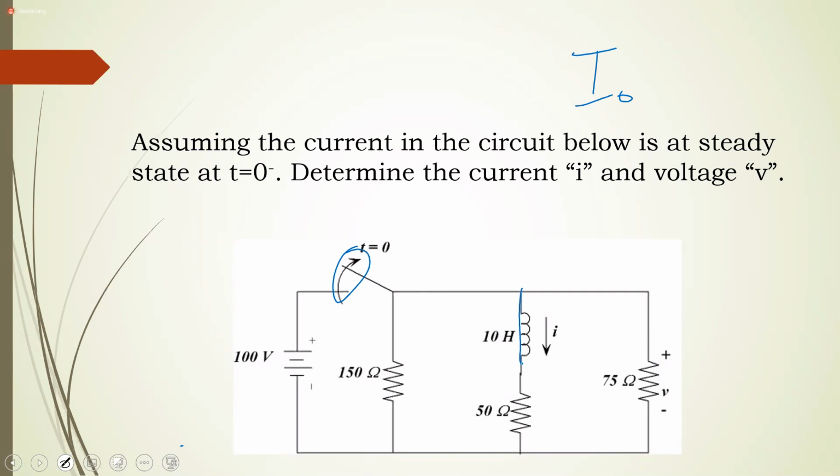Like 100 over 50. Exactly. So the current here would be 2 amperes. And note, it will be going downwards, yes? Yes, sir.